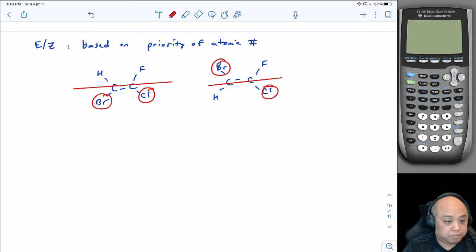If we look at the two atoms or two species that have priority, depending on where they are relative to each other on the plane, that tells us that this is Z and this is E. So you look at the two groups bonded to each carbon and you circle one of them. Then you compare the two circles to see where they are relative to the plane. Questions on that?